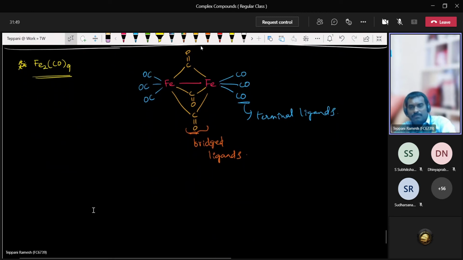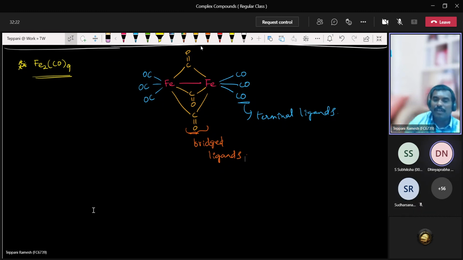Now you see. Terminal CO, how many electrons is it giving to one particular iron? Each terminal ligand, 2. Bridged ligand is also giving 2 electrons, but for how many iron atoms? Here CO is monodentate. It will give 2 electrons only, but 2 electrons to both the iron atoms. For one iron atom, the bridge ligand gives how many electrons? One electron, sir. One.